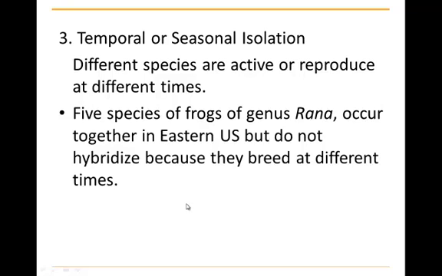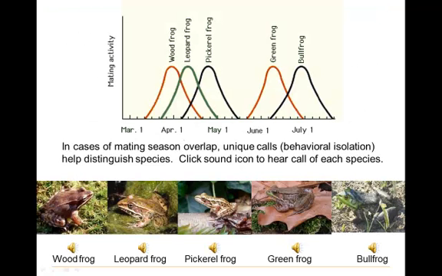Another example would be 5 species of frogs, all in the same genus of Varana, which happens to be the Spanish word for frog, also the Latin word. They can occur together in the eastern United States, but they don't hybridize because they have different breeding times, or if their breeding times overlap a little bit, they have different behavioral RIMs that prevent such breeding.